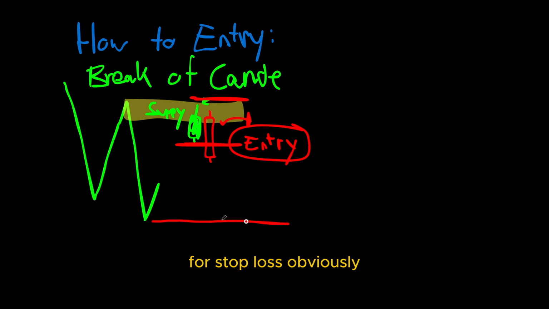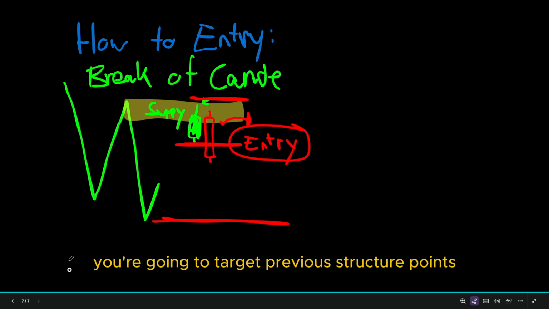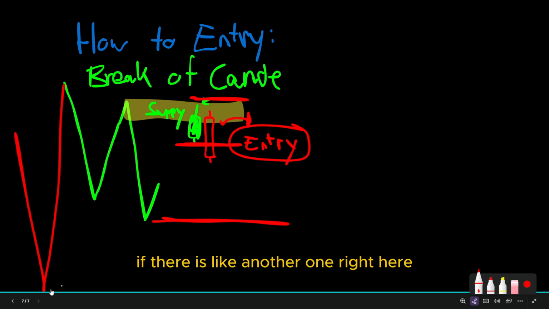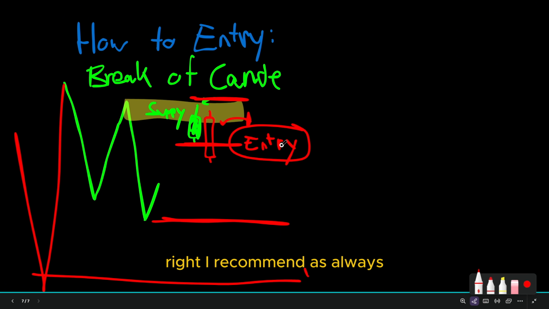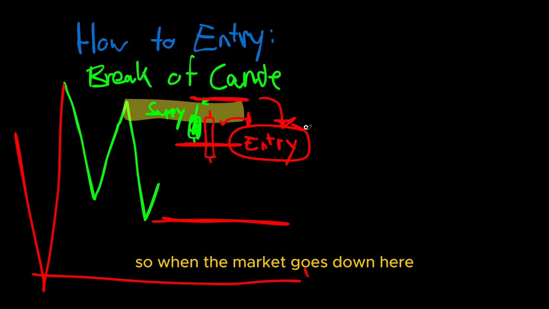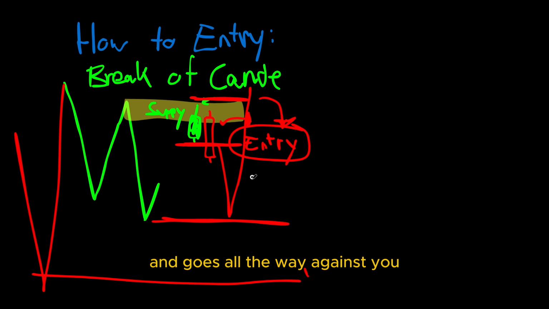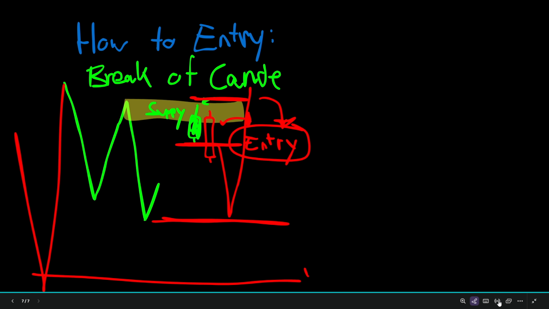For stop loss, obviously you're going to target previous structure points. If there is another one right here, you could also target that, or work with multiple stop losses and take profits. I recommend, as always, to adjust your stop loss over time. So when the market goes down here, doesn't hit your take profit and goes all the way against you, you don't lose anything. Pretty simple.